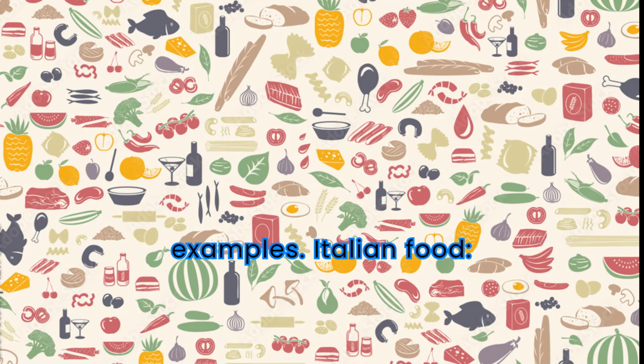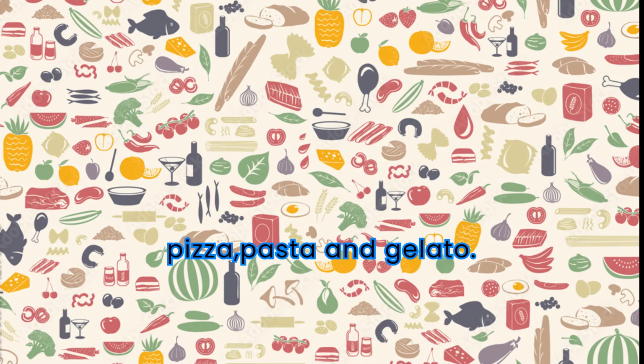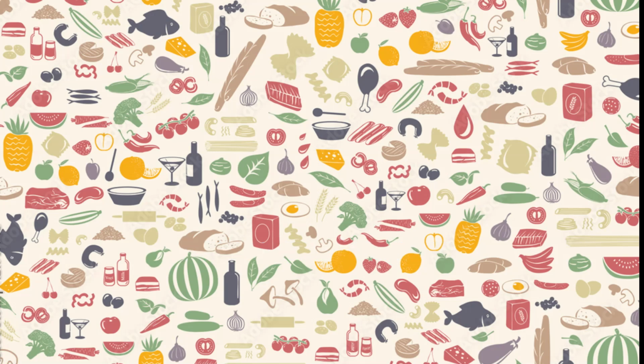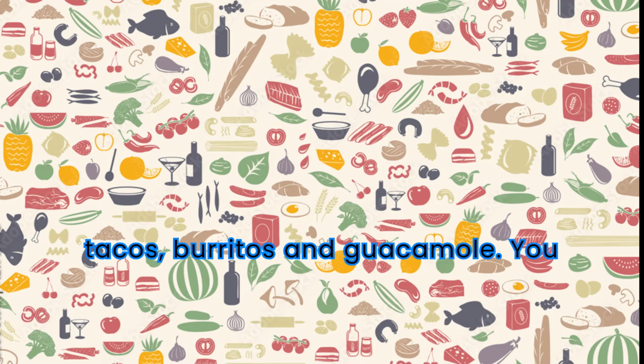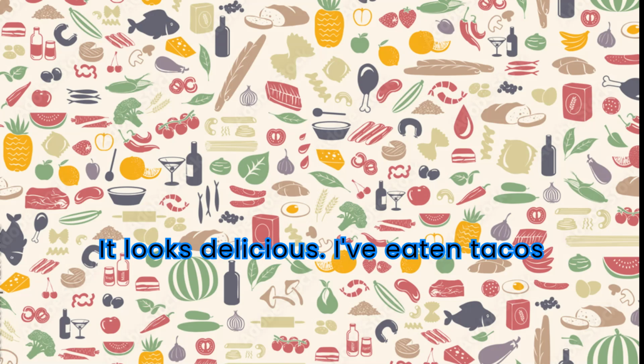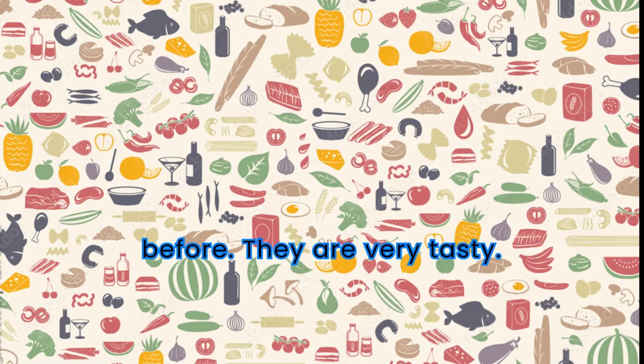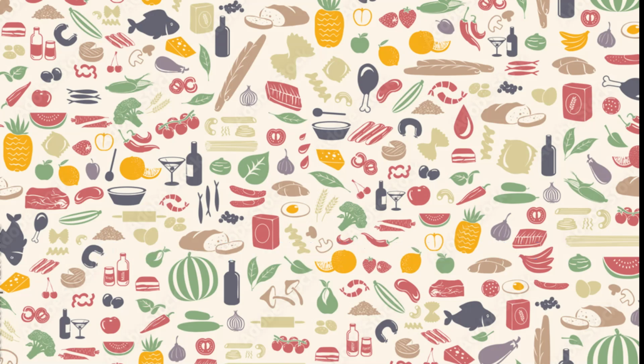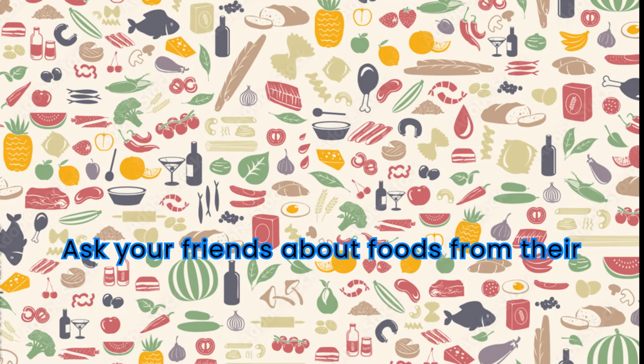Here are some examples. Italian food, pizza, pasta, and gelato. Japanese food, sushi, ramen, and tempura. Mexican food, tacos, burritos, and guacamole. You can say, I want to try Japanese food. It looks delicious. I've eaten tacos before. They are very tasty.